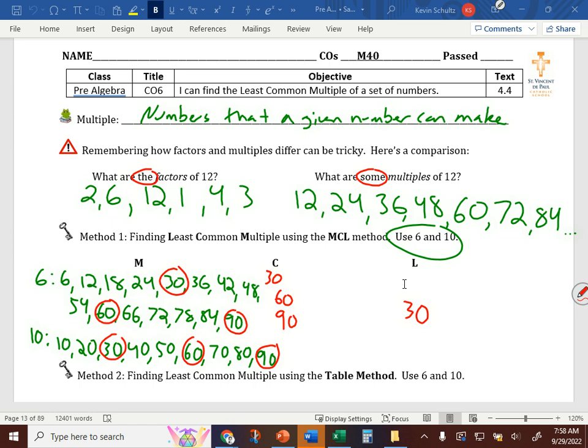Okay. The advantages of it are it's pretty straightforward. I just add 6 over and over again. I add 10 until I find one that matches, right? But it does have a few disadvantages as well.